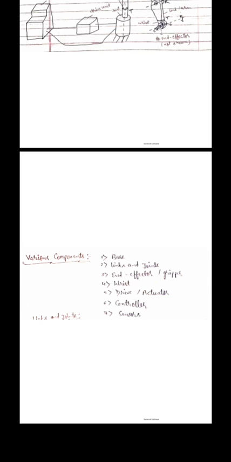The next component is the controller. The controller is the brain of the particular robot, just like our head. So this controller contains the brain or intelligence, and in the controller there will be software and there will be hardware also.